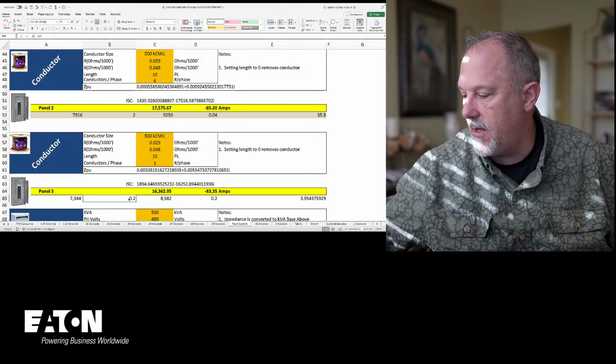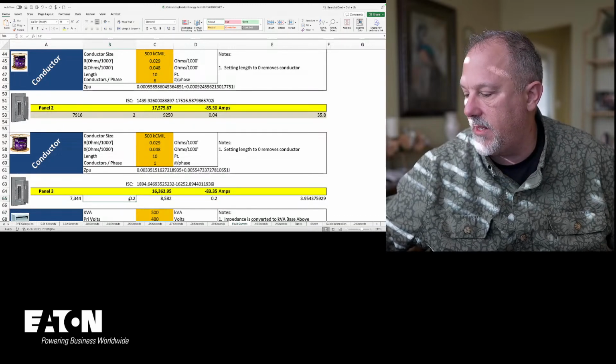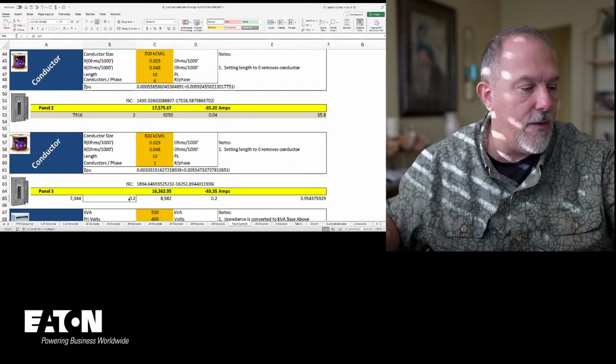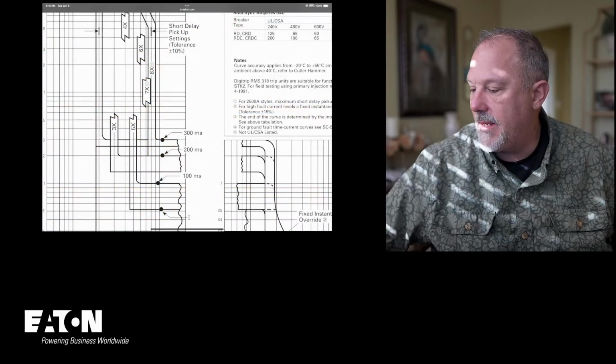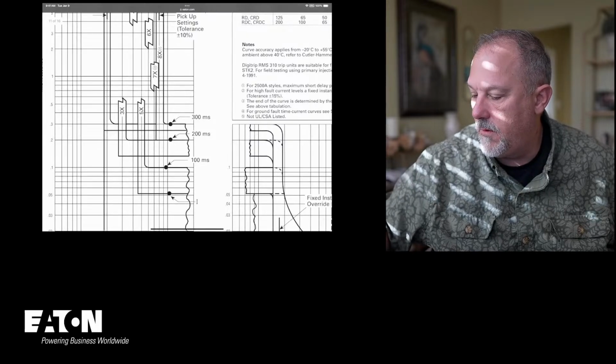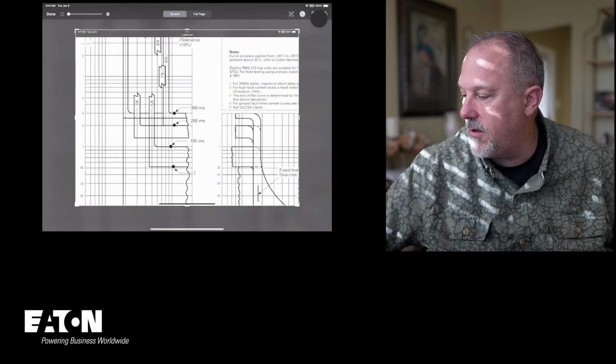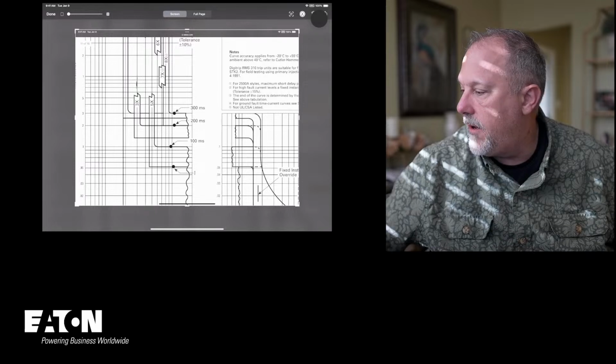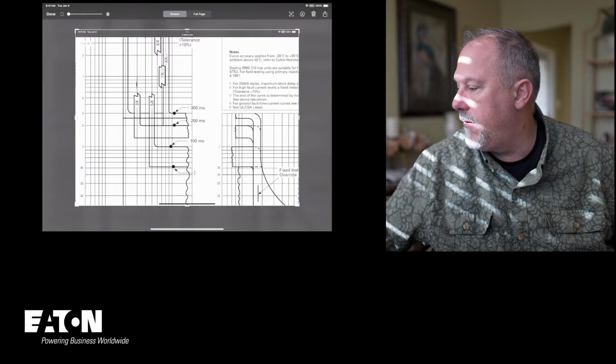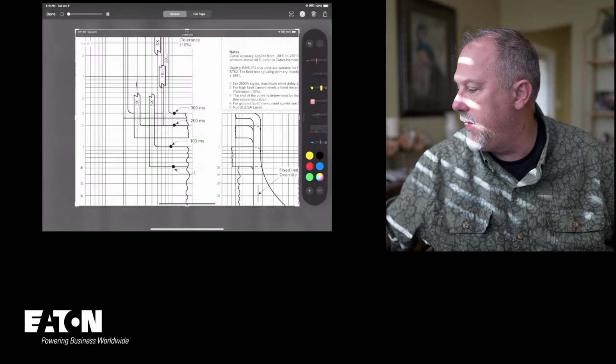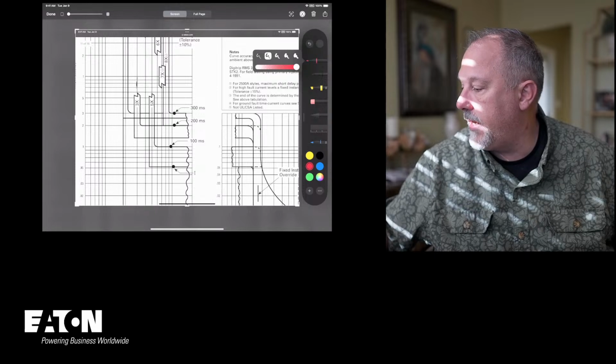And that's at 3 times. That's at 6,000 amps, so that's at 3x, right? So if I look back on my iPad here, that's at 3x. So what I'm looking at is this curve. Oh, I can change colors. Great. Red. Can I make it thicker? I don't know if I can make it thicker. Can I make it dark? Oh yeah, I can. There we go.